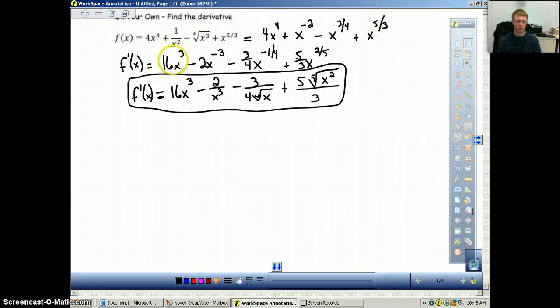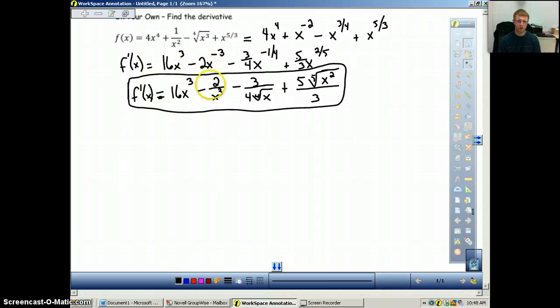Then we applied our power rule. 4 times 4 is 16, lower a power. We did negative 2 times 1 is negative 2, lowered the power. We did 3/4 times 1, lowered the power, and then 5/3 times 1, and then lowered the power. Now don't forget, any negative exponent and any fractional exponent should be rewritten as a positive exponent and/or a root if needed. So this was fine, it stayed the same.